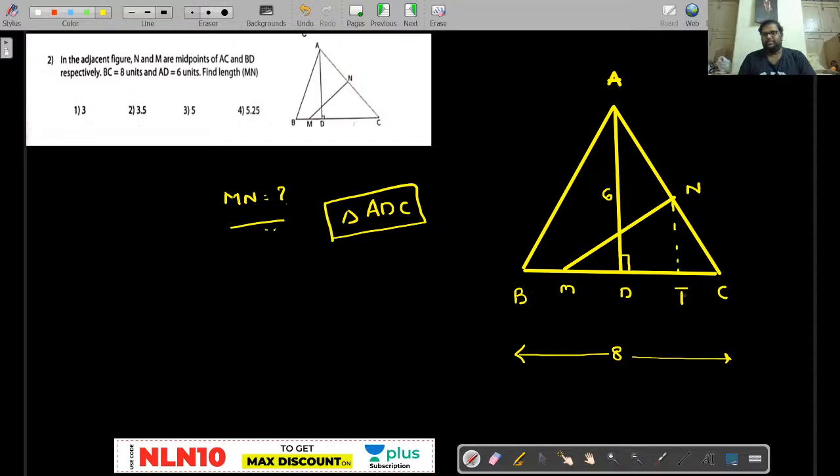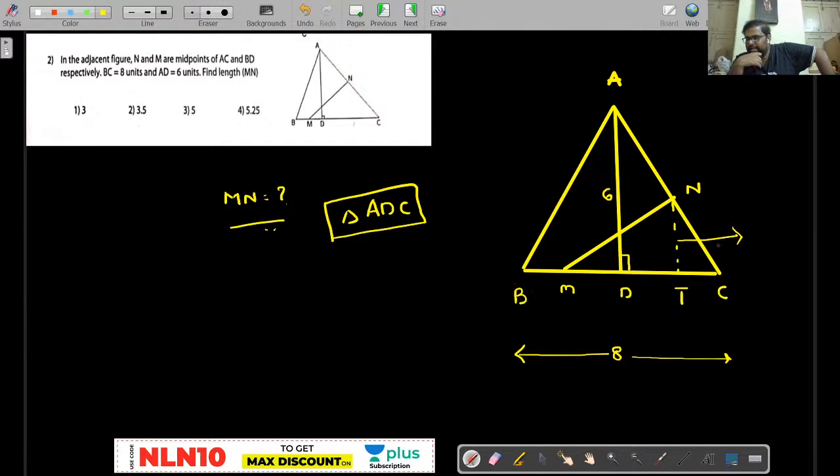Now observe here, joining a line segment from the midpoint of one line segment to the other line segment. Now this length will be how much? Anybody? This NT length will be how much? And by what theorem are you saying this?